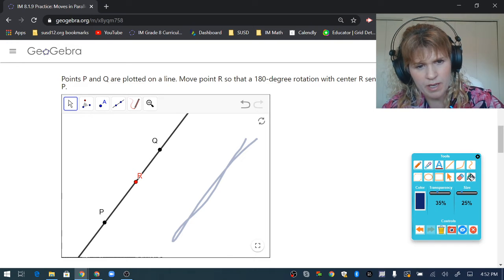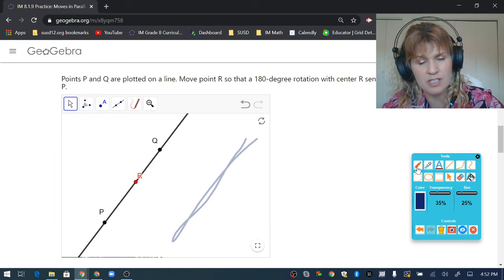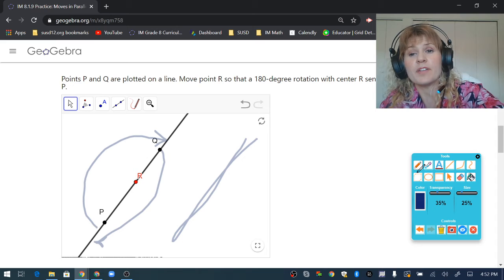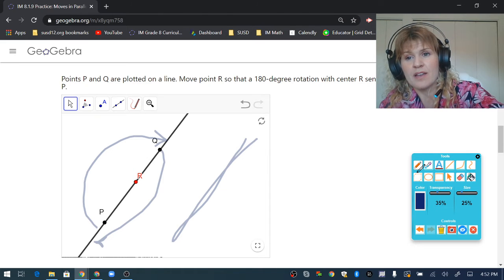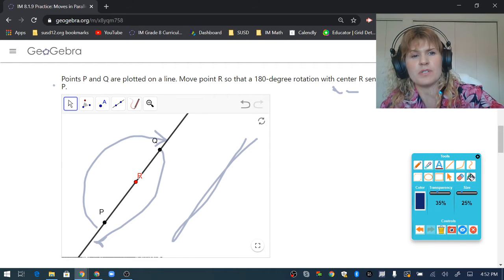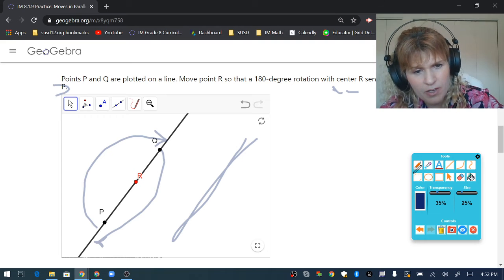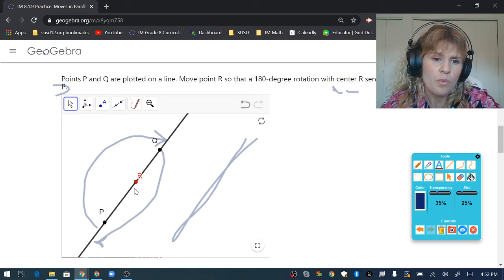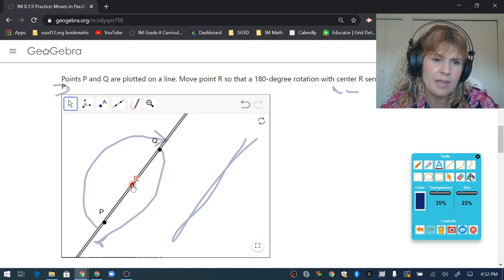Now, this is a 180 degree rotation. So you know that P is going to move over here and Q is going to move over here. But the directions say we want a rotation that sends P to Q and Q to P. So where should this center point be? Right in the middle. The center point should be right in the middle.